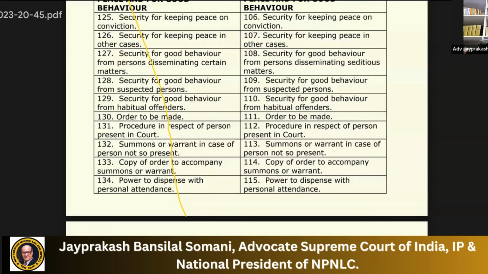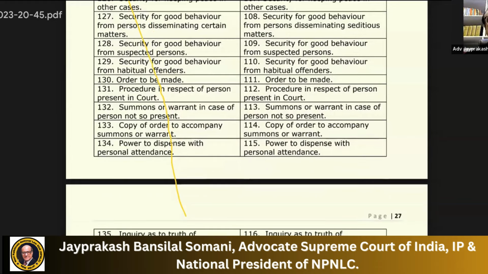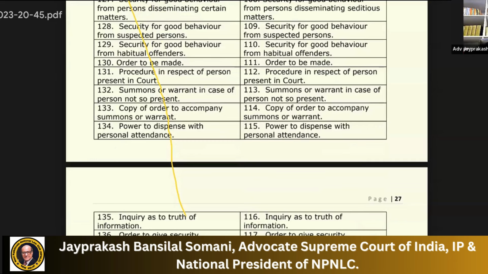In BNSS section 130, order to be made, its corresponding section was in CrPC 111. In BNSS section 131, procedure in respect of a person present in court, its corresponding section was 112 in CrPC. In BNSS section 132, summons or warrant in case of person not so present, its corresponding section was in CrPC 113. So friends, we have completed the first part, up to section 132 here.